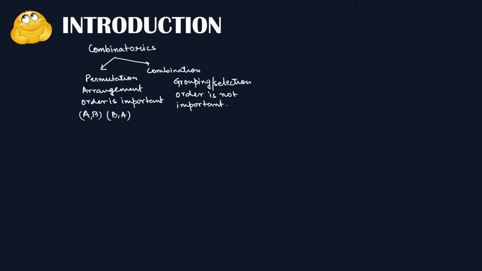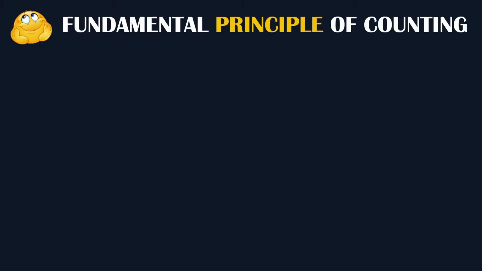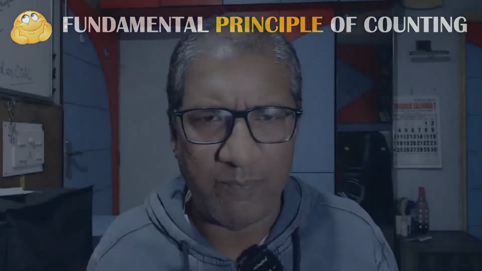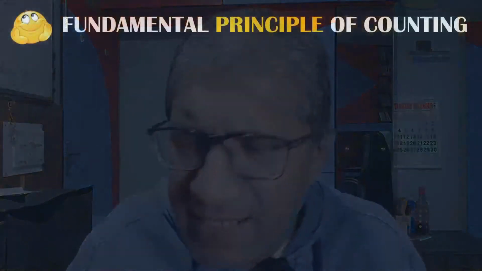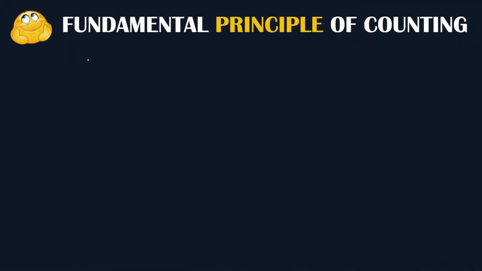So now let us come to the next part, which is the fundamental principle of counting. What do you mean by fundamental principle of counting? Suppose we have to complete a work. This complete work is divided into two jobs. Let us say one job is J1 and the other job is J2. So one work is divided into two jobs, job 1 and job 2.